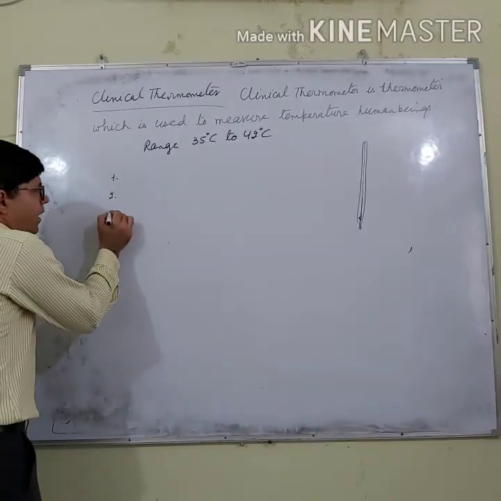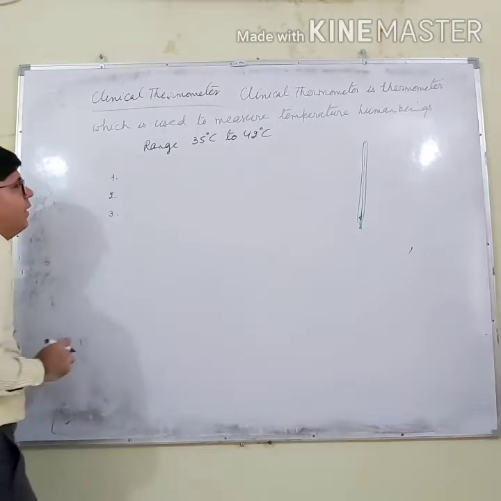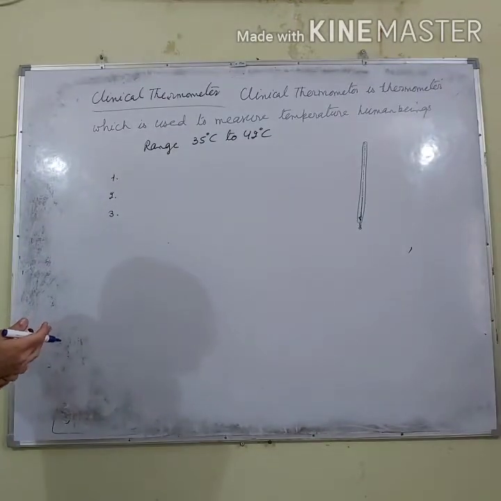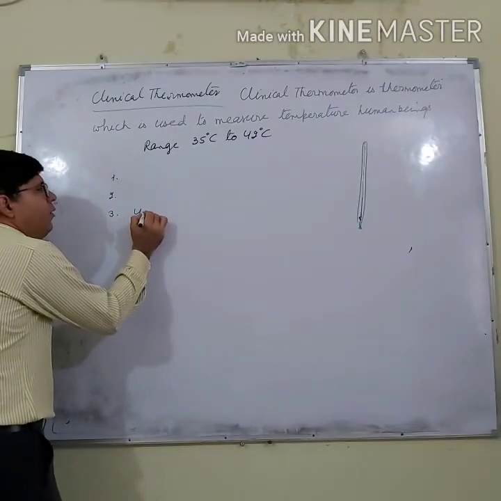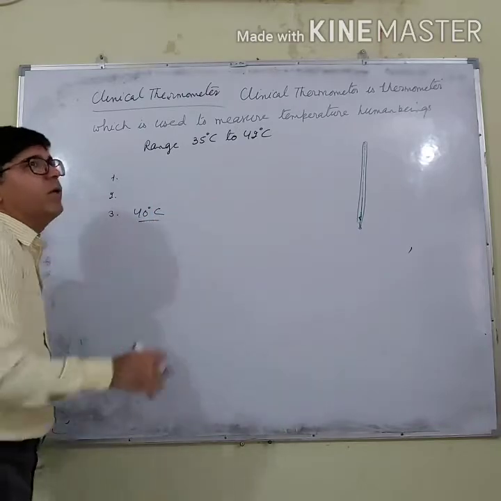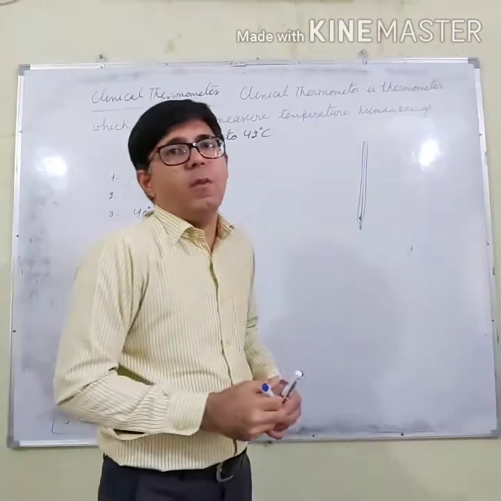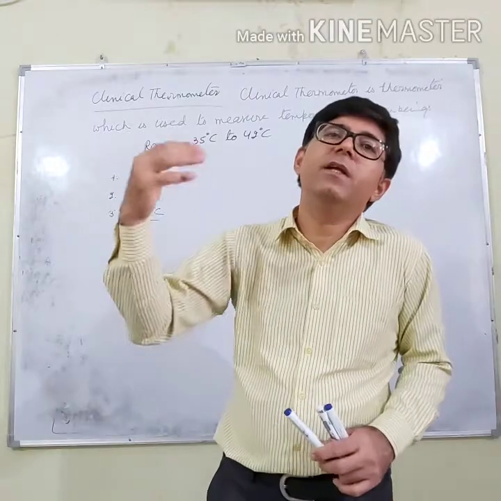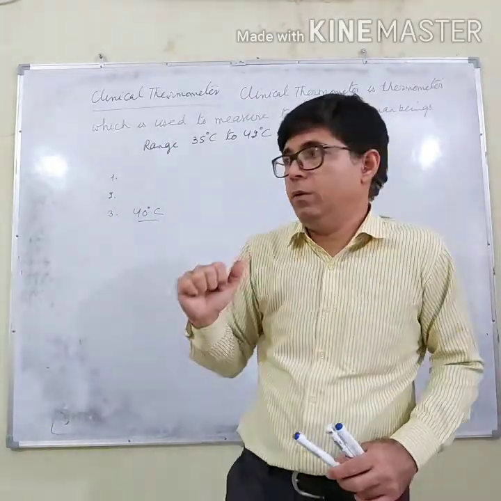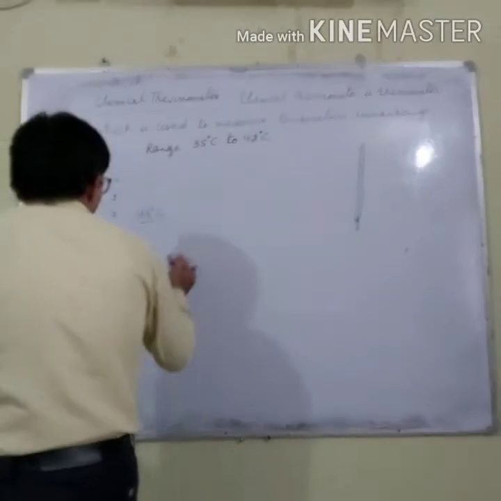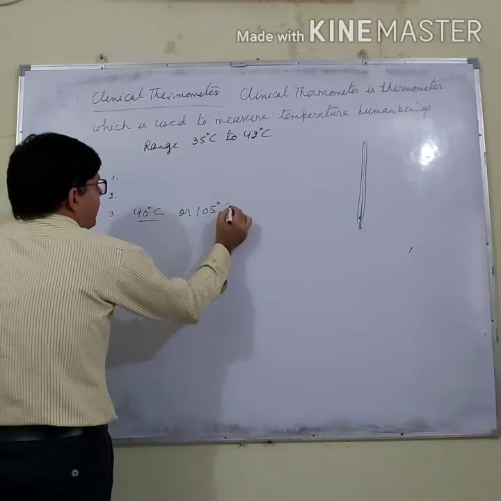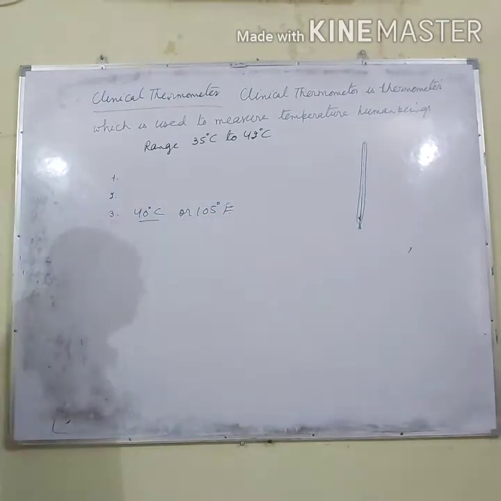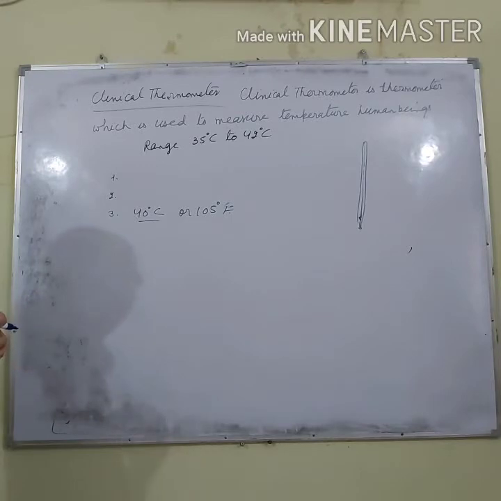And the third point is that if somebody's temperature is 40 degrees Celsius or above, that person must immediately contact the doctor, because if our body temperature is greater than 105 degrees Fahrenheit, 40 degrees Celsius, it means there is a big problem with our body and we should immediately consult the doctor.